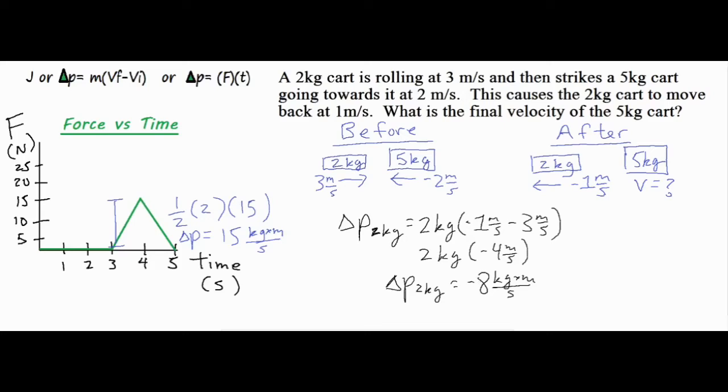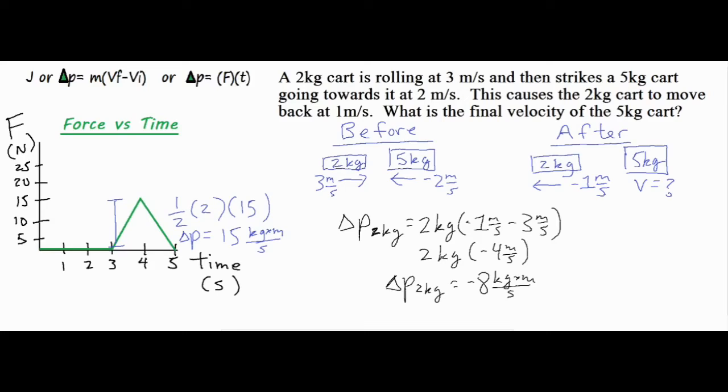kilogram meters per second. So going back to what I said earlier, the total momentum of the system has to remain constant. So I know that if the 2 kilogram object has a change in momentum of -8, in order for the system to stay constant, the impulse of my 5 kilogram object has to be +8. So if one loses 8, that means the other one gains 8 in order to keep the total momentum constant.